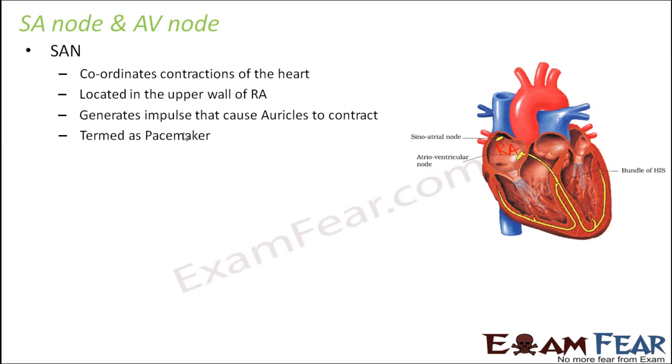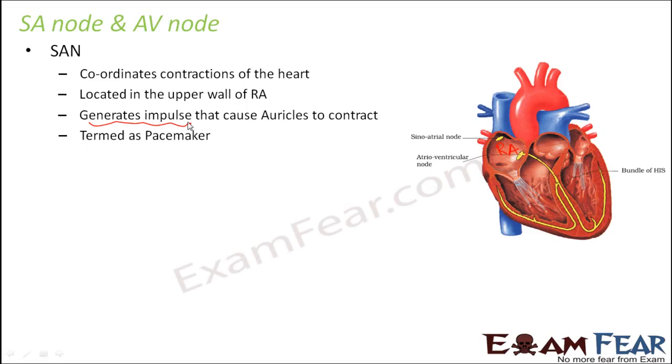What does it do? It generates impulses that cause the auricles to contract. As soon as the sinoatrial node generates an impulse, this impulse sends a signal to the auricles that, okay, now it's time for you to contract, and the auricles start contracting. Now, how are the auricles able to contract? Because the walls of the heart, the entire heart structure, is made up of cardiac muscles, and the cardiac muscles are capable of contraction and expansion.